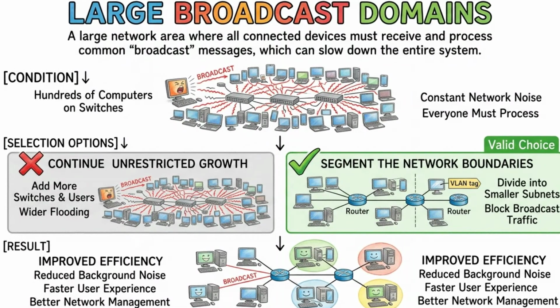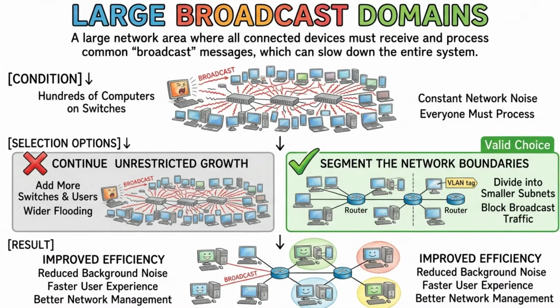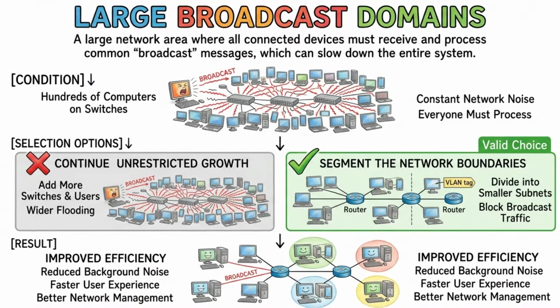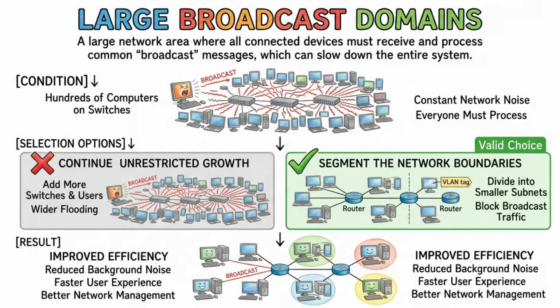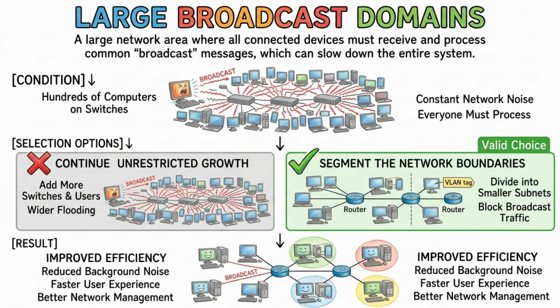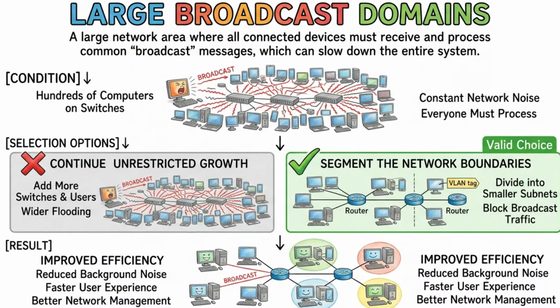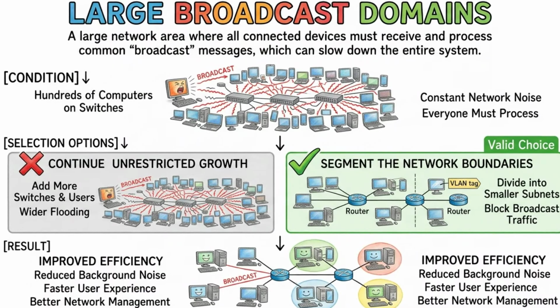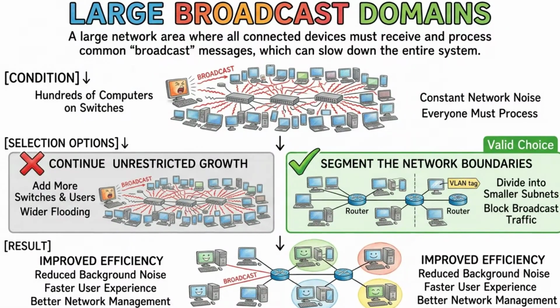While switches are highly efficient, having hundreds of computers connected together creates a massive problem known as a large broadcast domain. A broadcast is a special type of message meant for everyone, like a computer shouting out a request to find a local printer. Switches are forced to forward these broadcast messages out of every single active port, meaning every computer is forced to pause and process the noise. If a network grows too large, the sheer volume of background broadcast traffic can severely slow down the entire system and degrade performance for the users. As a network administrator, it is your job to solve this noise problem and break large networks down into smaller, manageable pieces.